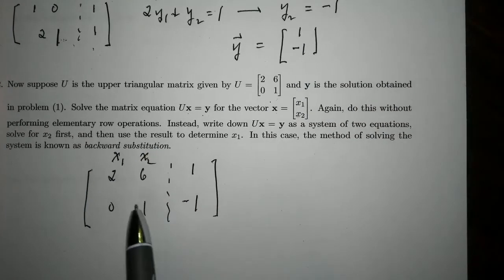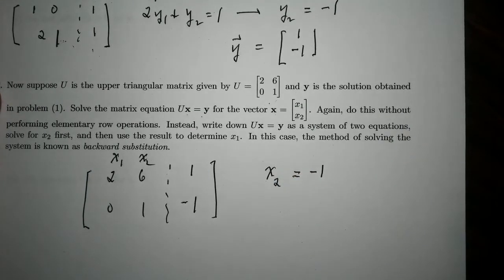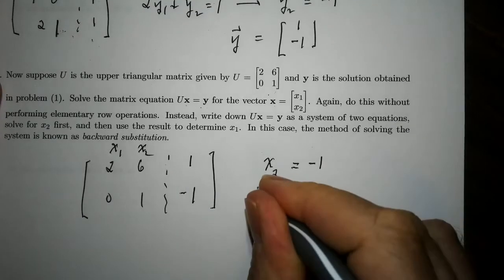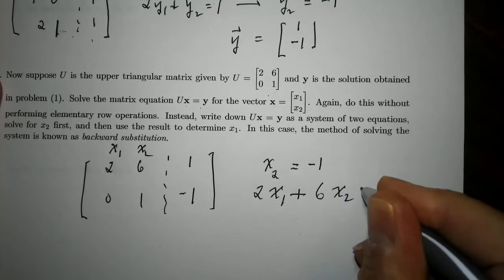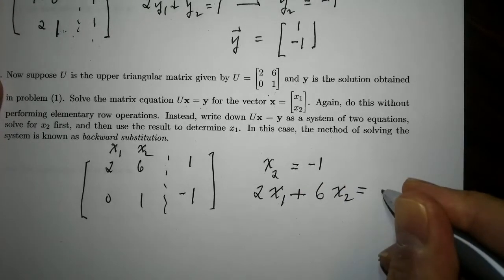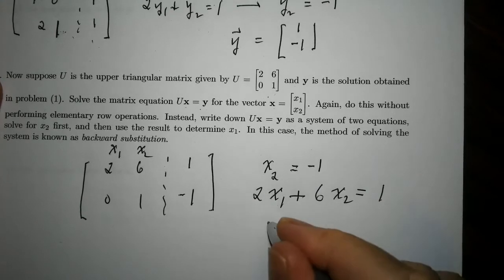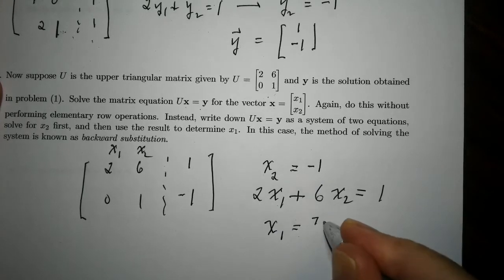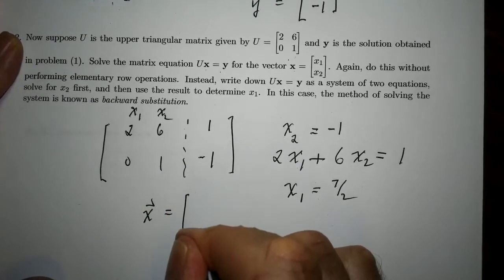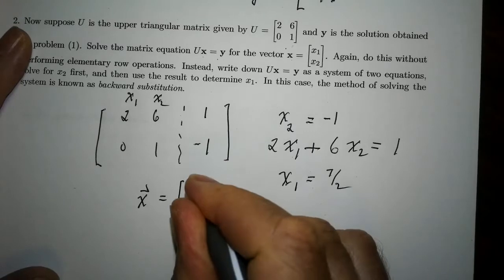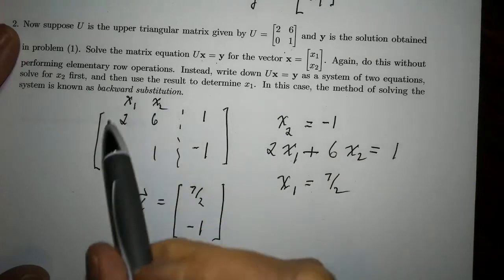Now, if we start at the bottom, we can see that x2 has to be negative 1. And we can also look at the top row, which says that 2x1 plus 6x2 equals 1. And if we use that, x1 is equal to 7 halves. I'll let you check that on your own. So that means the solution vector equals 7 halves, minus 1. So this is the method of backward substitution.